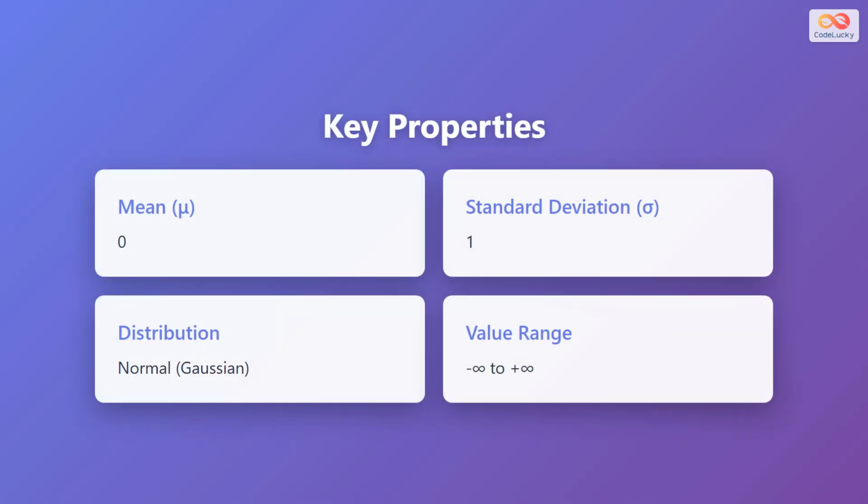Let's review the key properties of the standard normal distribution used by randn. The mean, represented by the Greek letter mu, is always 0. The standard deviation, represented by sigma, is always 1. The distribution type is normal, also called Gaussian. And the value range is unbounded, meaning values can theoretically range from -infinity to +infinity, though most values cluster near 0.